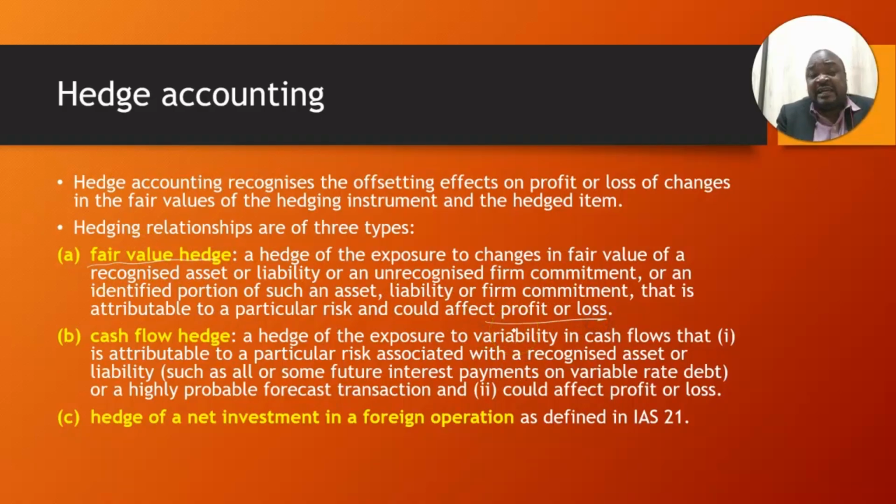What about the cash flow hedge? A hedge of the exposure to the variability in cash flows that is attributable to a particular risk associated with a recognized asset or liability, such as all or some future interest payments on variable rate debt, or a highly probable forecast transaction, and could as well affect profit or loss. Then lastly, hedge of a net investment in a foreign operation. This one is as defined in IAS 21, right?